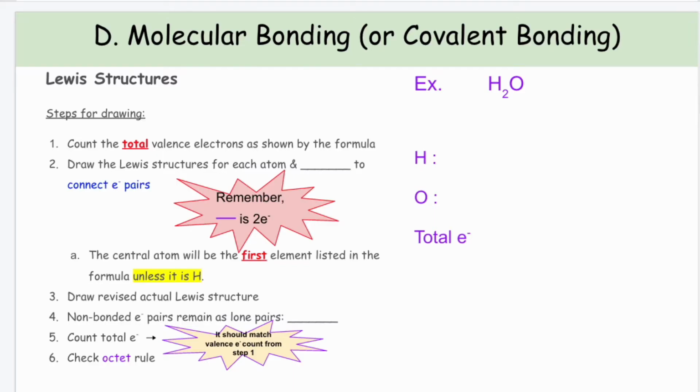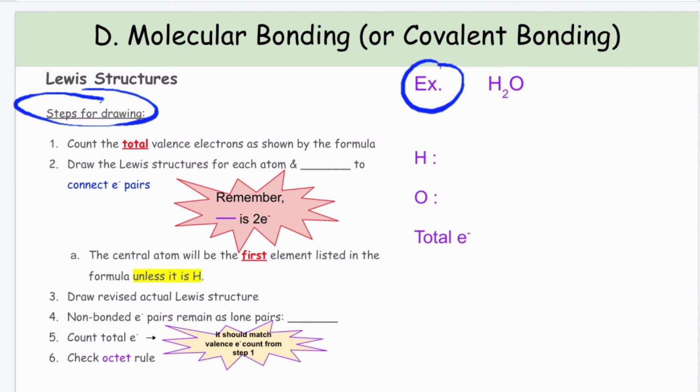All right, so let's look at how to draw the Lewis structures for molecular compounds. You really need a periodic table for this, but I will just tell you what group each of the elements are in so that you can figure out how many valence electrons there are. So we're going to use these steps on the left for drawing the Lewis structures and the example on the right to follow along. We're going to use the example of water, H2O, first. We're going to count the total valence electrons as shown by the formula.